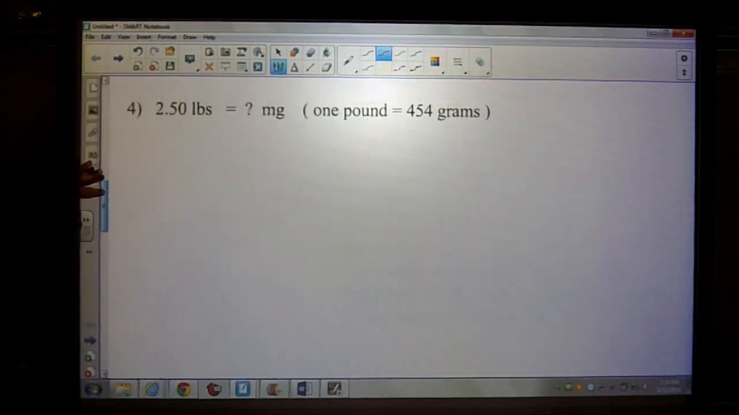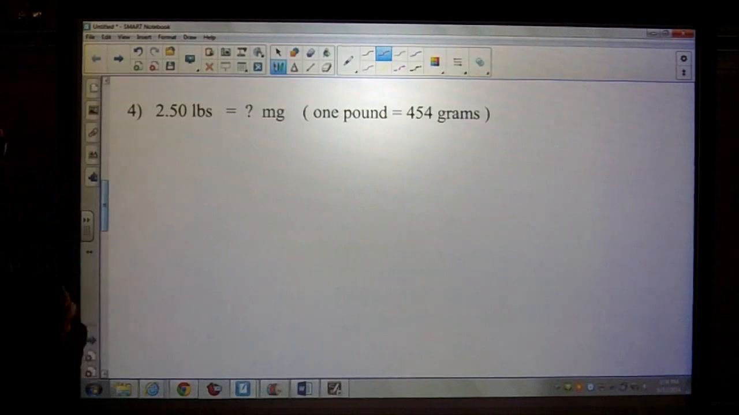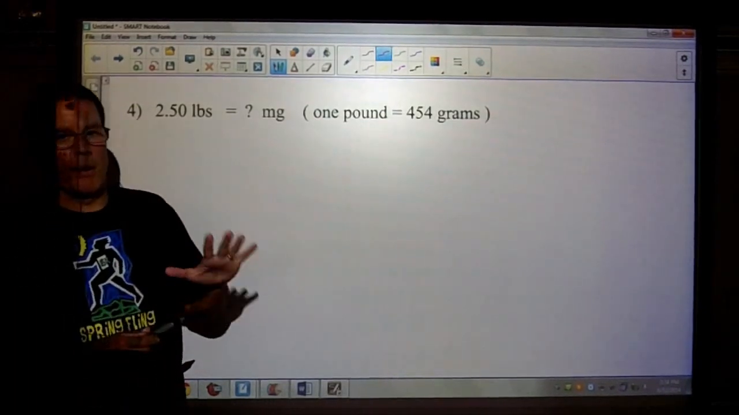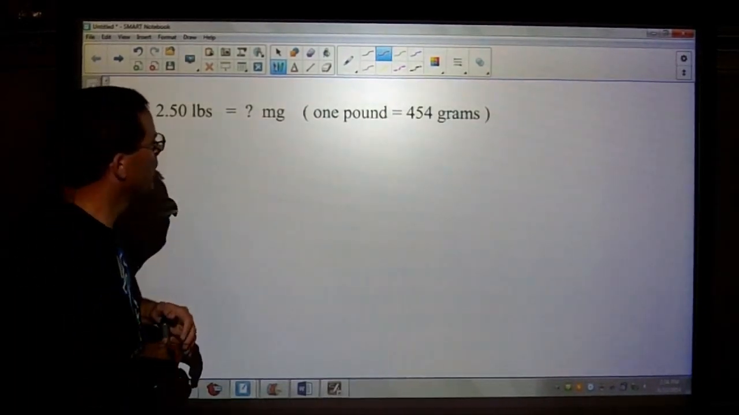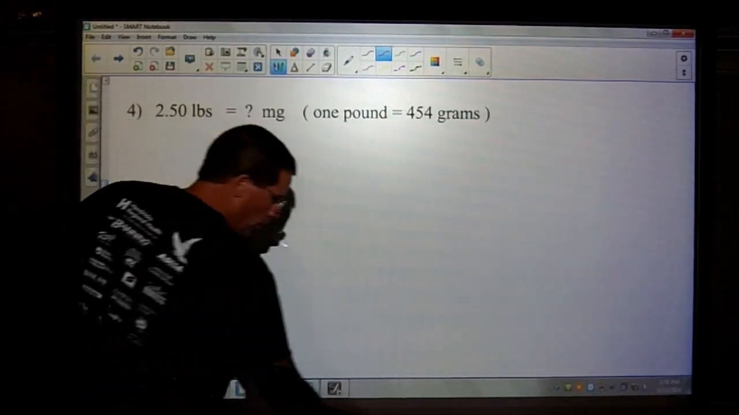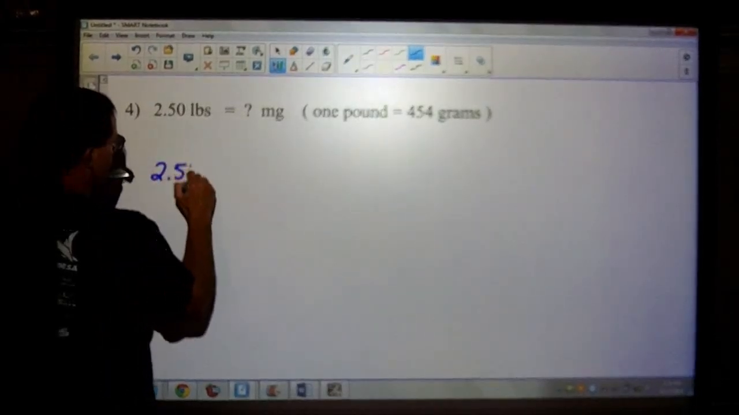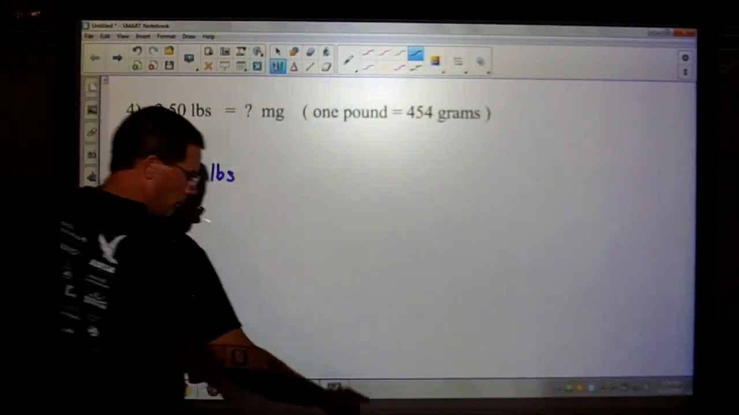4. We have 2.5 pounds, and it wants to know how many micrograms that is, or I'm sorry, milligrams, so m is milli. We're given a conversion where 1 pound equals 454 grams. So again, start with what you know. So we have 2.50 pounds.